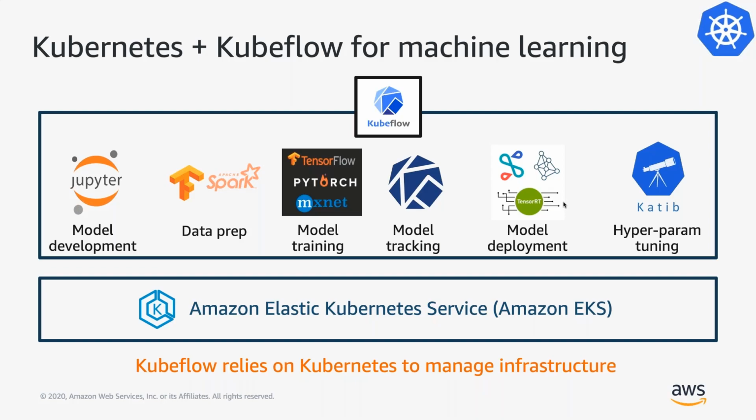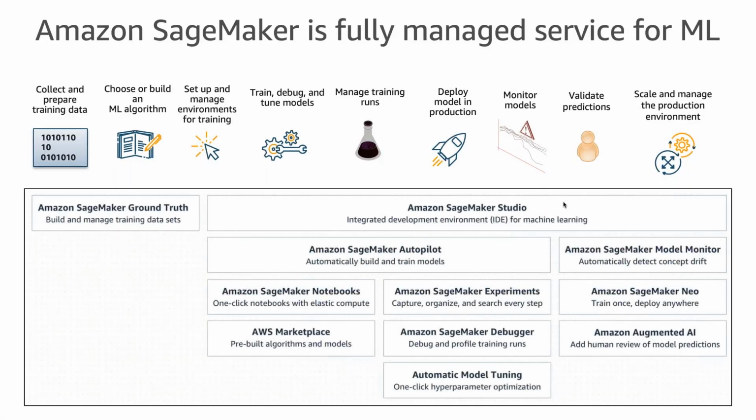In contrast, Amazon SageMaker is a fully managed service for machine learning. It has capabilities for every step of your machine learning workflow, including things like Ground Truth for labeling your data sets. You can get public access to Amazon Mechanical Turk or private workforces who can label your data sets.